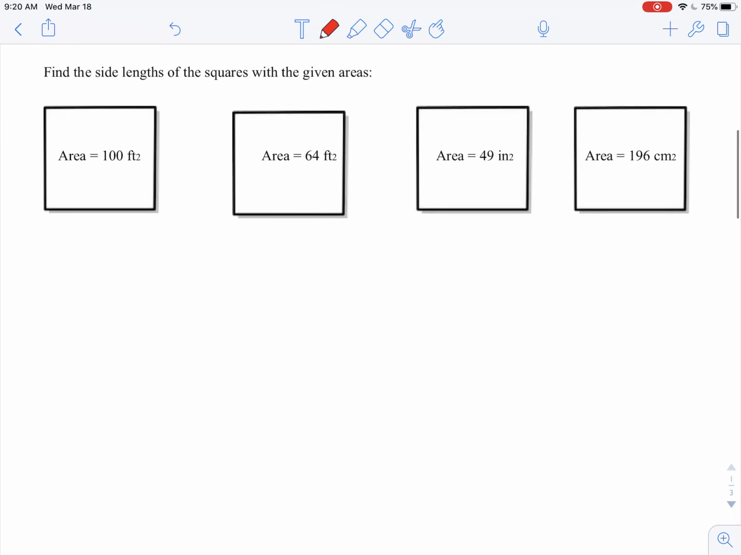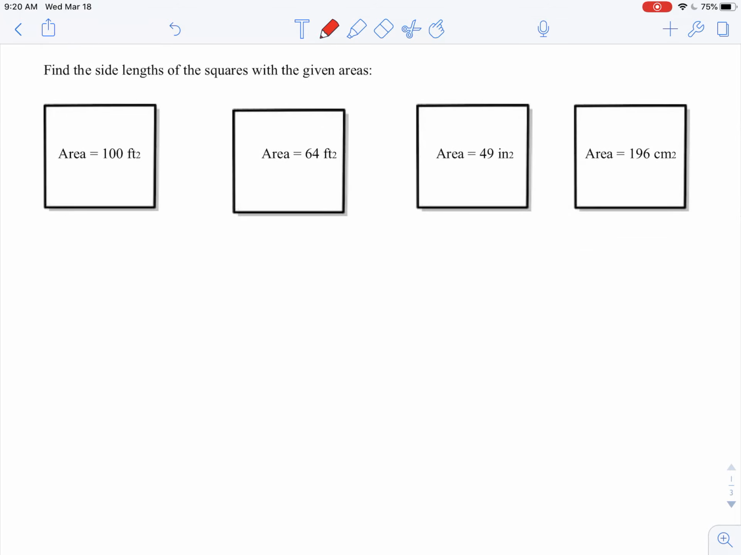All right, now let's go the other direction. Before, we were finding the area from our side lengths, we were taking the side squared to get the area. But now we're given the area. Now we're given 100 or 64 or whatever that is.